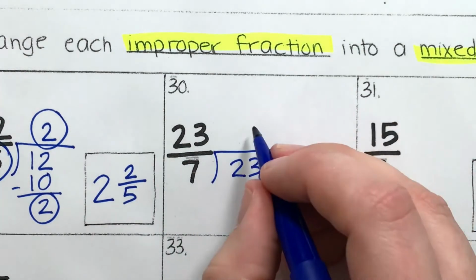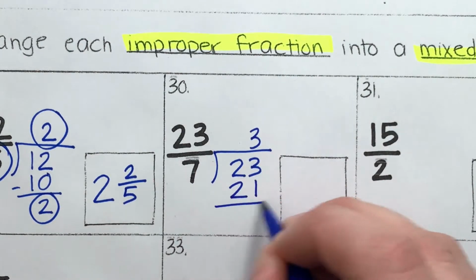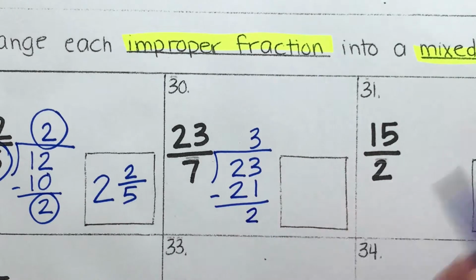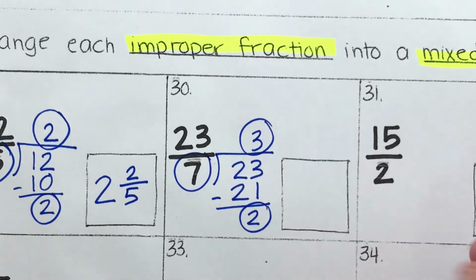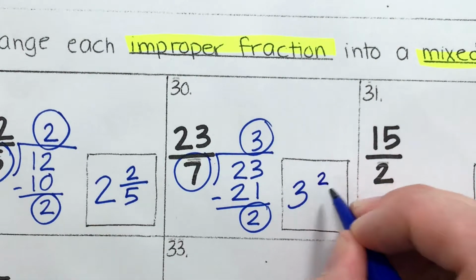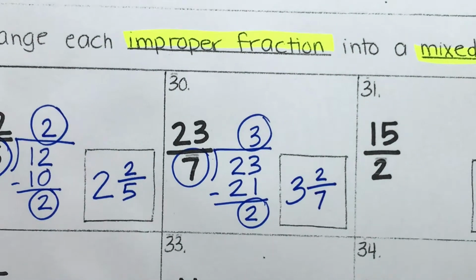7 goes into 23 3 times. 7 times 3 is 21. Subtract and you get 2. Circle, circle, circle. 3 is our king. He's on the top. Our remainder is our numerator, and 7 comes over as our denominator.